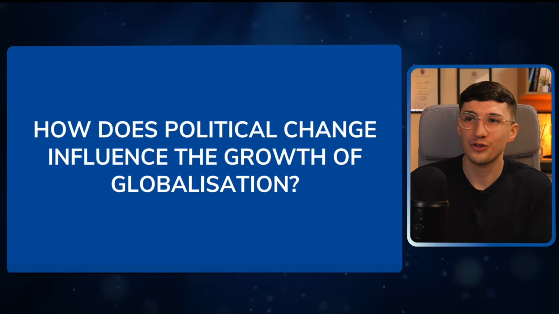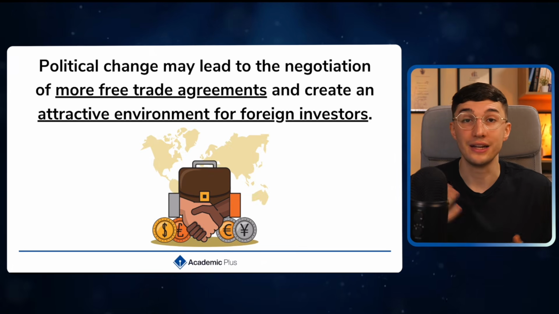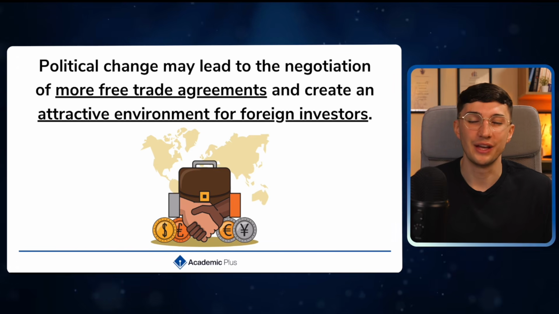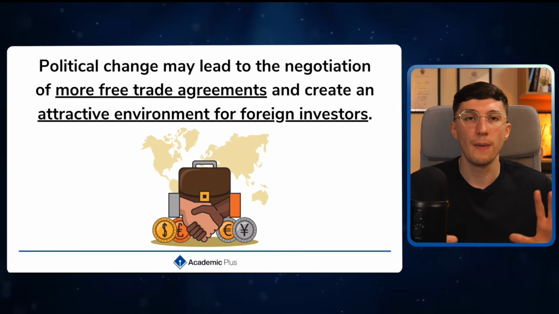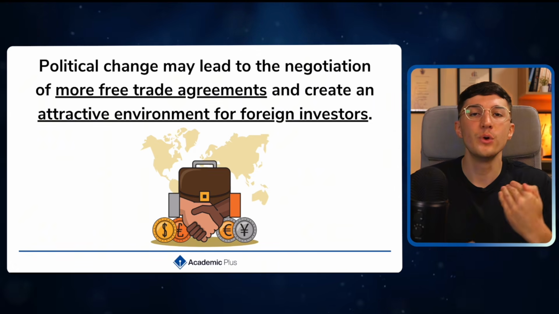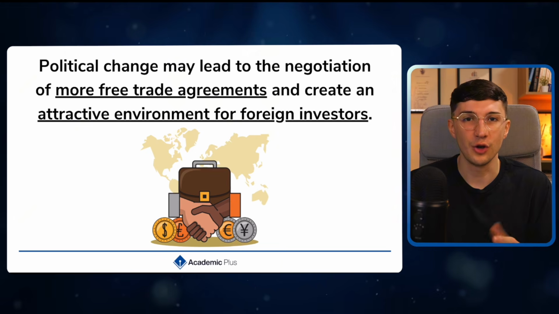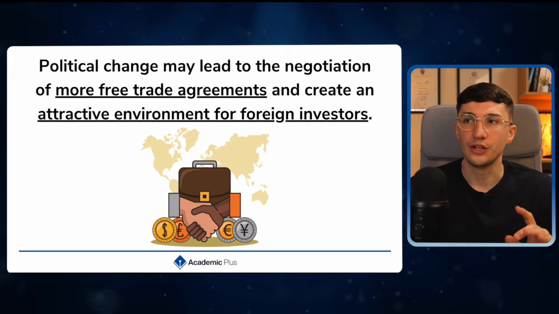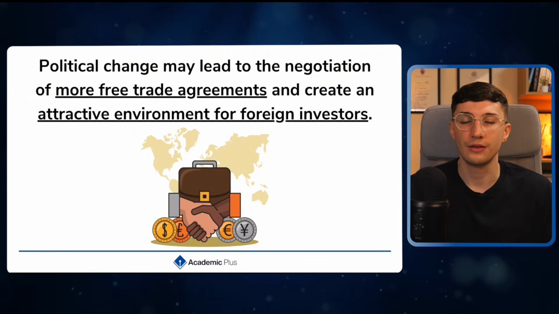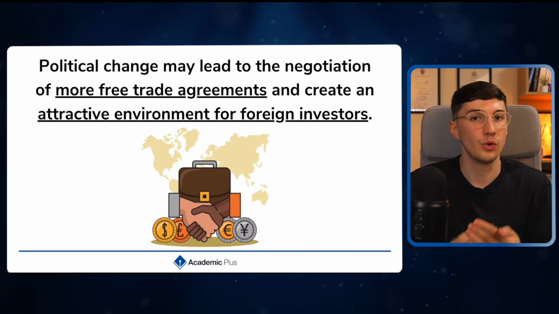So how does political change influence the growth of globalization? It can either speed it up or it could slow it down. It depends on who comes into power, because they will either want to promote more free trade, so remove more trade barriers, or they may want to put more trade barriers up, start putting tariffs on each country. But if we are promoting more free trade, it becomes a bit more attractive for foreign investors to invest into that country, because there's less political instability.